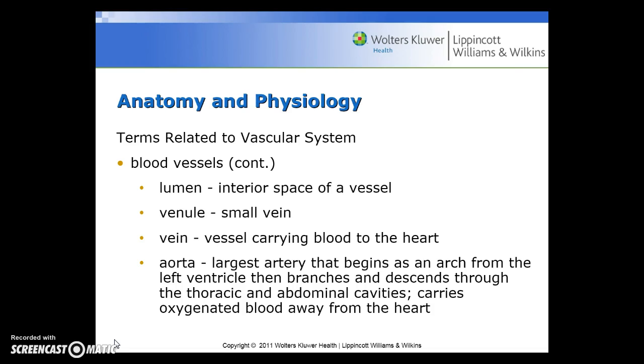Blood vessels continue. The lumen is the interior space of a vessel. The venule is a small vein. The vein is a vessel carrying blood to the heart. The aorta is the largest artery that begins as an arch from the left ventricle and then branches and descends through the thoracic and abdominal cavities, and this carries oxygenated blood away from the heart.